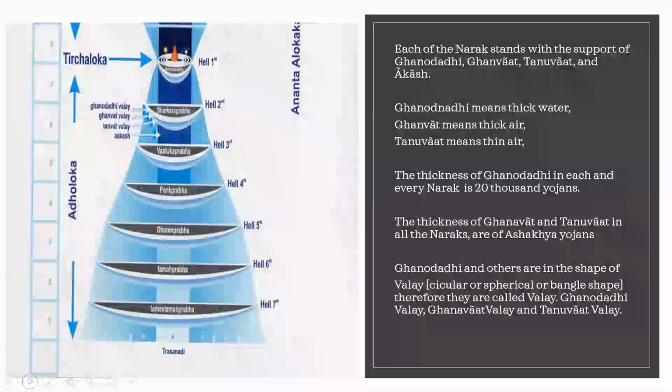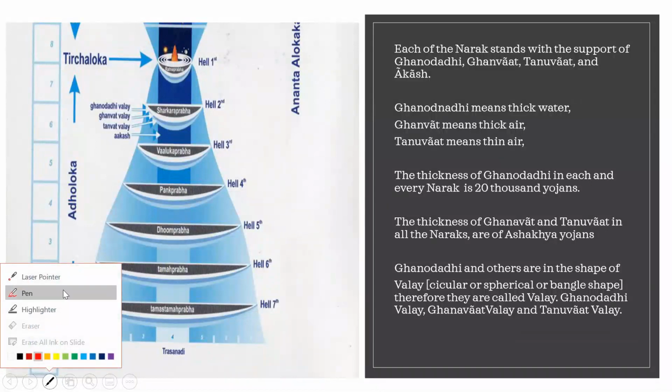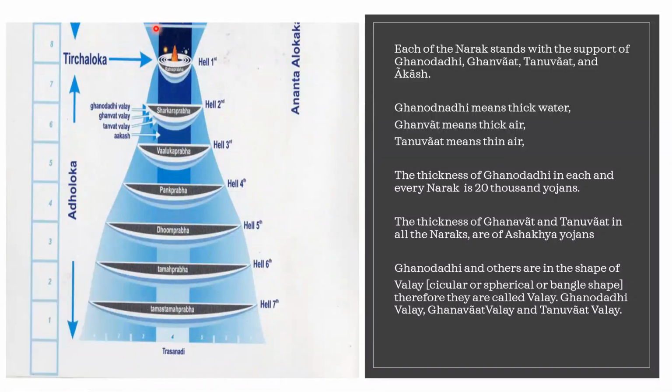Now the shape of all this Ghanodadi, Ghanvat, Tanvat is circular, in the form of a Valai. Therefore, they are also known as Ghanodadi Valai, Ghanvat Valai, Tanvat Valai, and then Akash. So if you are going from top to bottom, let me use a laser pointer. If you are going from top to bottom, you will first see the Bhumi of Ratnaprabha.